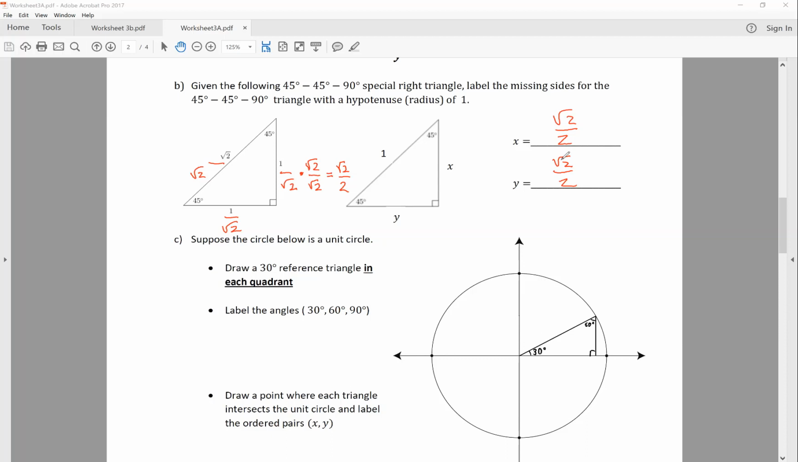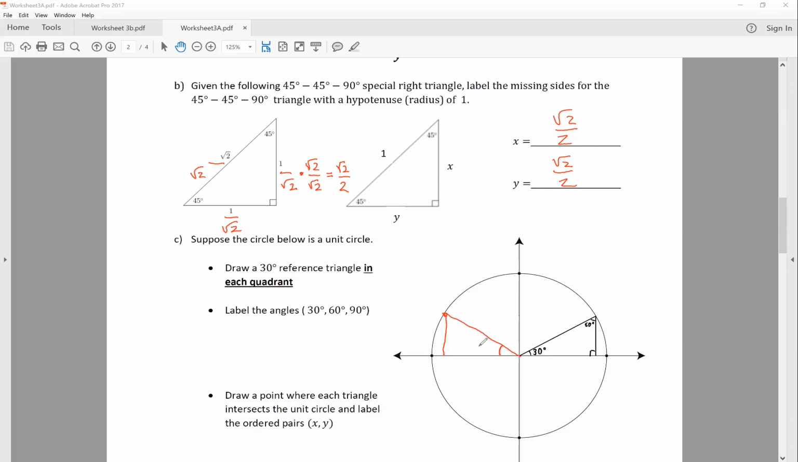Okay. Suppose the circle below is a unit circle. Draw a 30-degree reference angle in each quadrant. Well, there's my 30 degrees in quadrant 1. So if I want to draw a 30-degree reference angle in quadrant 2, remember that the reference angle always attaches itself to the x-axis, never the y-axis. Don't ever use the y-axis. It would give me a completely different triangle.